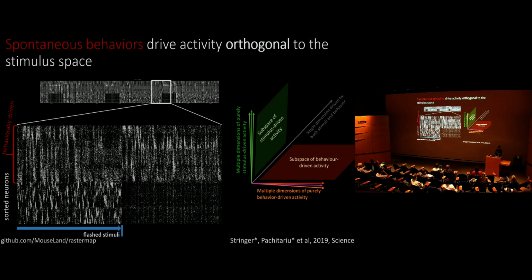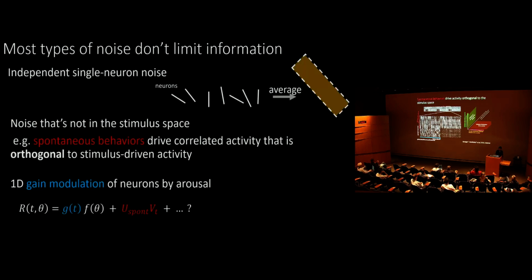But the point is this ongoing activity, which people have looked at for a long time. They've looked at correlative variability. If it's orthogonal to the subspace of stimulus-driven activity, then it's not going to impair your coding. And that's what we see, that at least this behaviorally driven component is not in the same subspace.